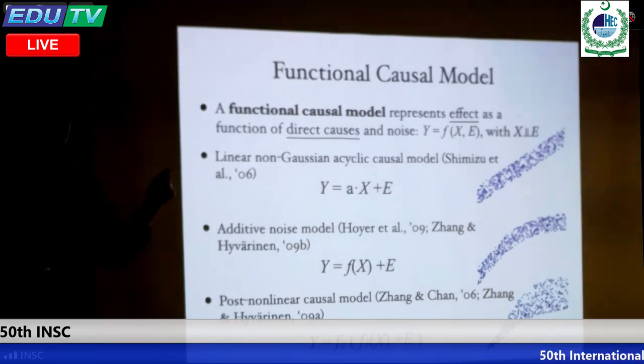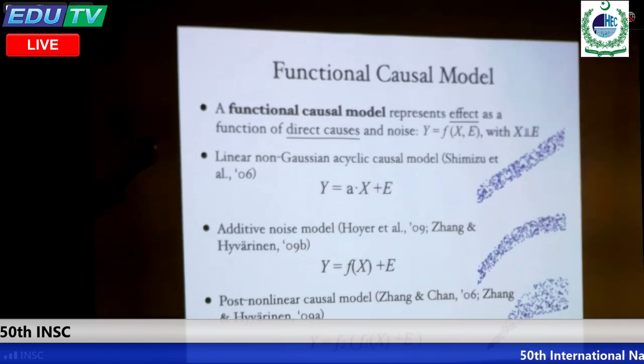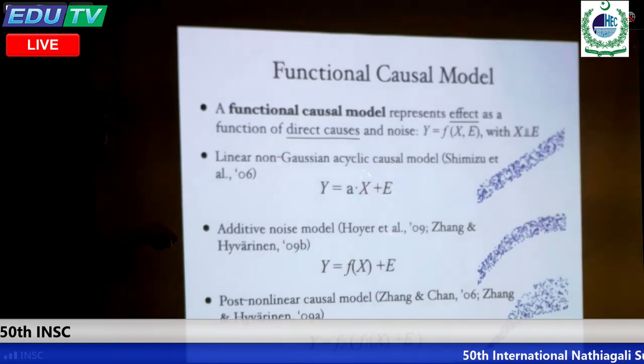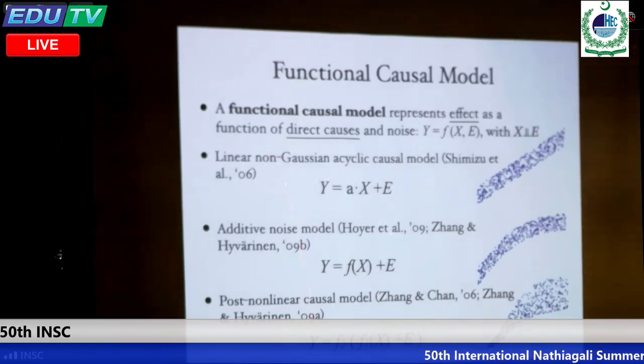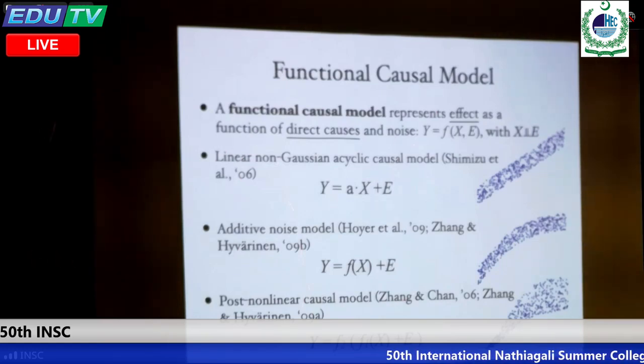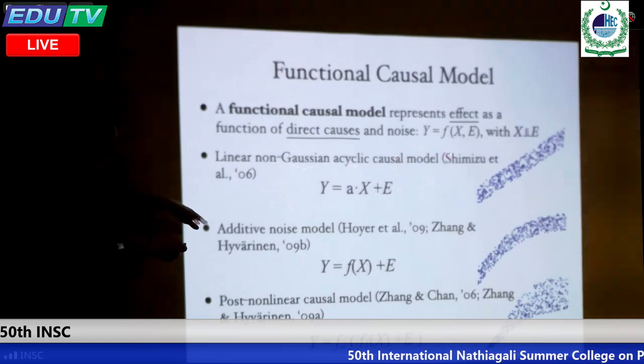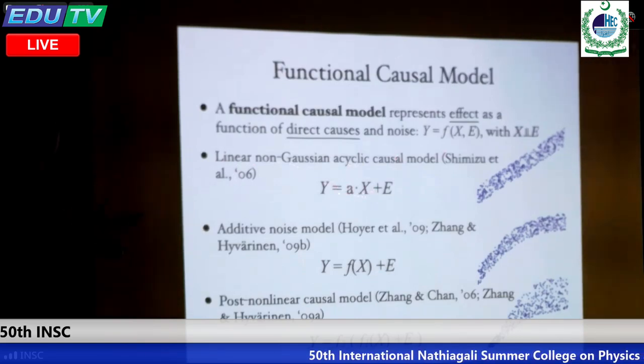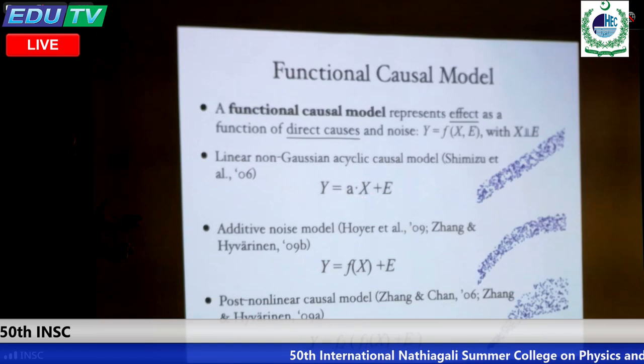Causal inference is not symmetric, right? X causes Y, not the other way around. It is a one-directional influence. And if the data generation process follows one of those assumptions, then generally speaking, we can figure out which one is the cause and which one is the effect. The first one is called the linear non-Gaussian acyclic causal model. It's very simple: effect is a linear function of cause plus noise. The second one, additive noise model. And the last one, post-nonlinear model.